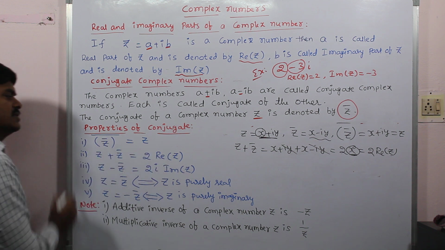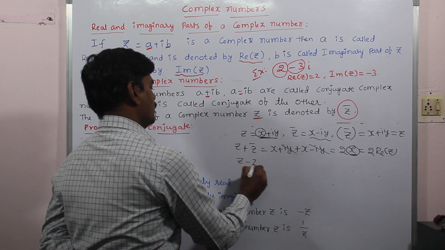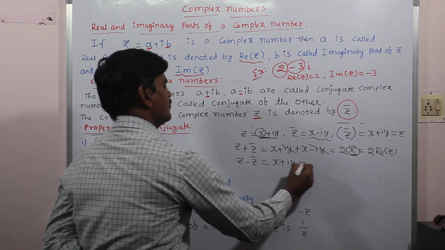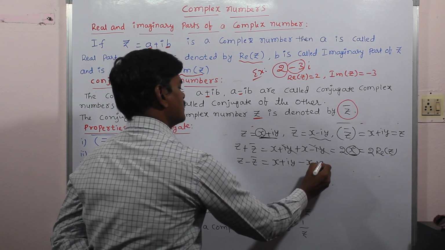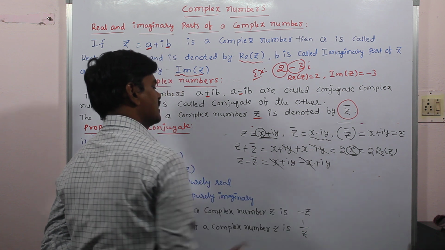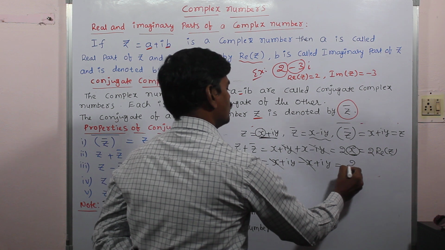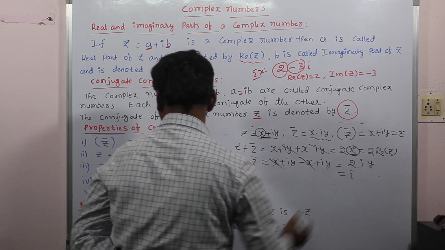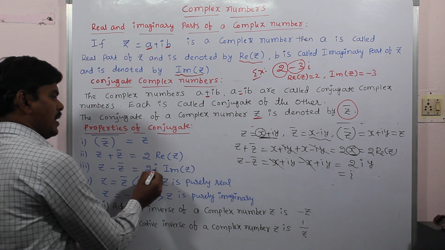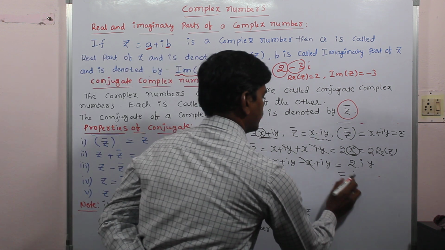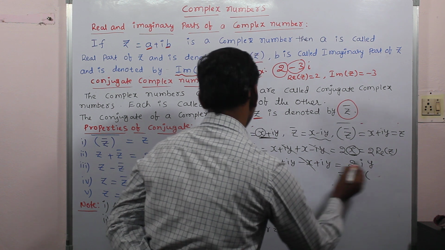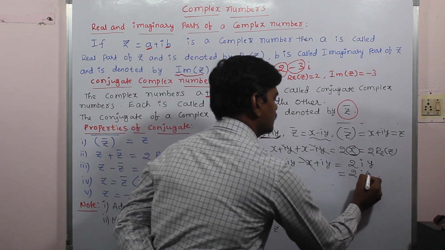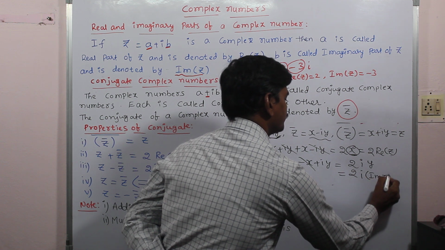Next, z - z bar. In the same way, z - z bar is x + iy minus z bar, which means -x + iy. This time -x + x gets cancelled and you get 2iy. What is y? In x + iy, y is the imaginary part of z, Im(z). So z - z bar = 2i Im(z).